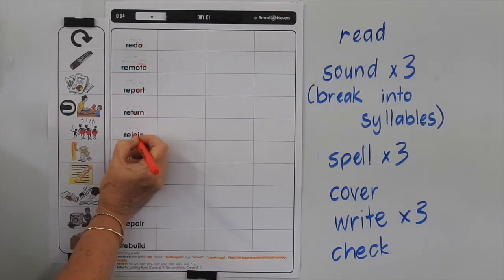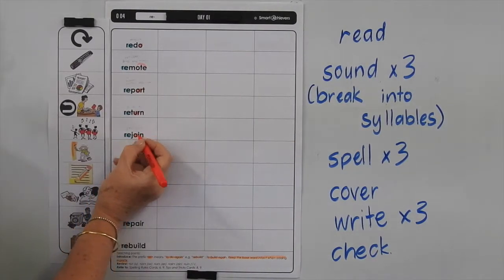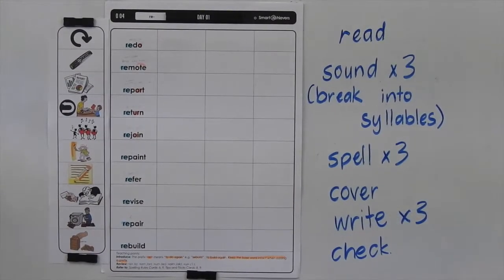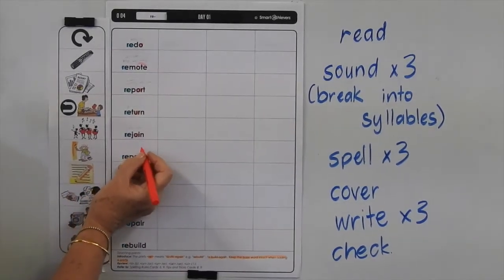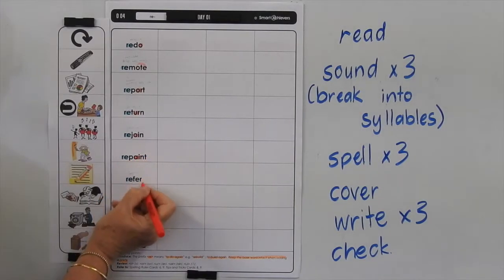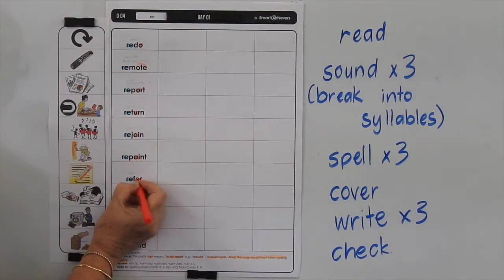Rejoin, got the oi sound there, so we use OI usually in the middle of a word or part of a word, and OY at the end of a word or syllable. Repaint, we've got the long A sound here with AI. Refer, we've got the ER on the end.